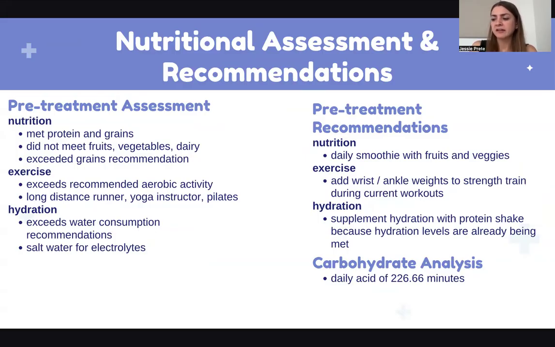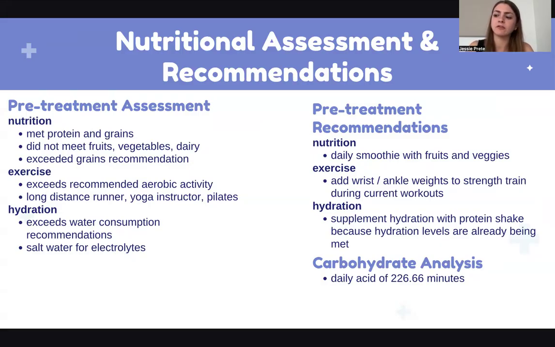Their diet primarily consists of homemade whole foods, but the fermentable carbohydrates they consume help sustain their runs. They also do yoga and Pilates in addition to their cardio, and they drink more than enough water, including salt water to maintain their electrolytes. Although their acid exposure was over 200 minutes daily, they report the fermentable carbohydrates they eat are necessary for their long runs.